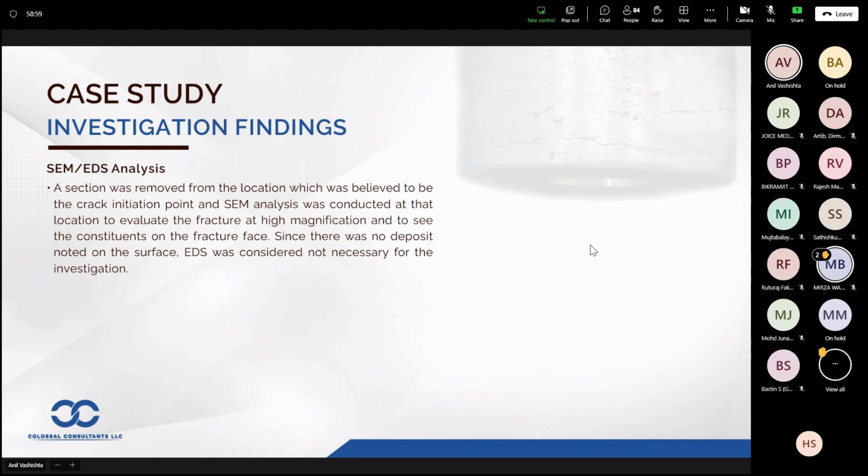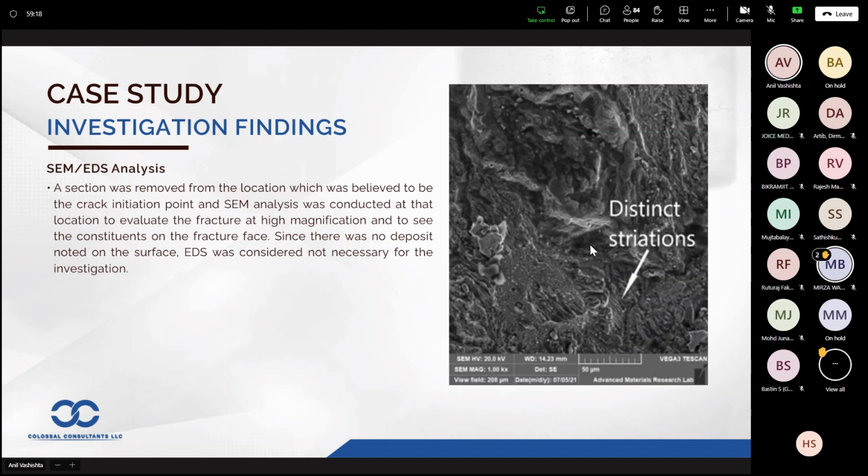Scanning electron microscopy was carried out on the fracture surface in the location of the fracture very near the notch. It was noted that since there was no deposit, EDS was not considered necessary for the investigation. As a part of the SEM, it was noted that we had very distinct striations on the fracture surface.